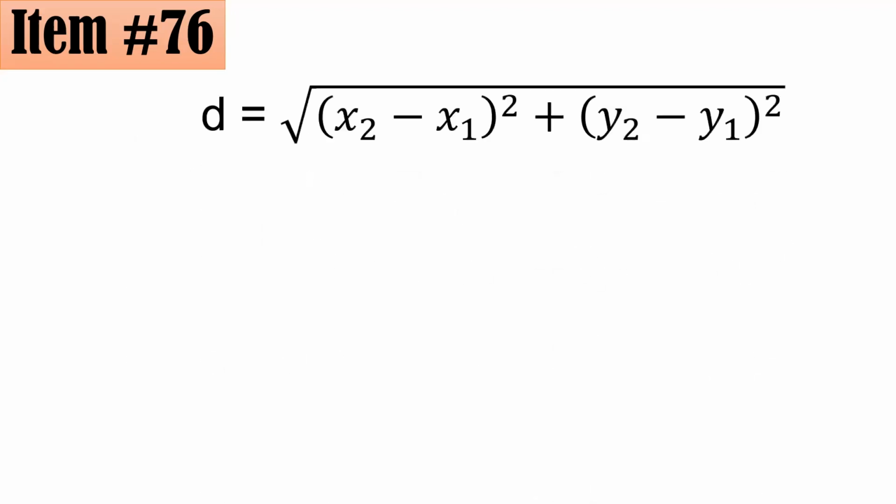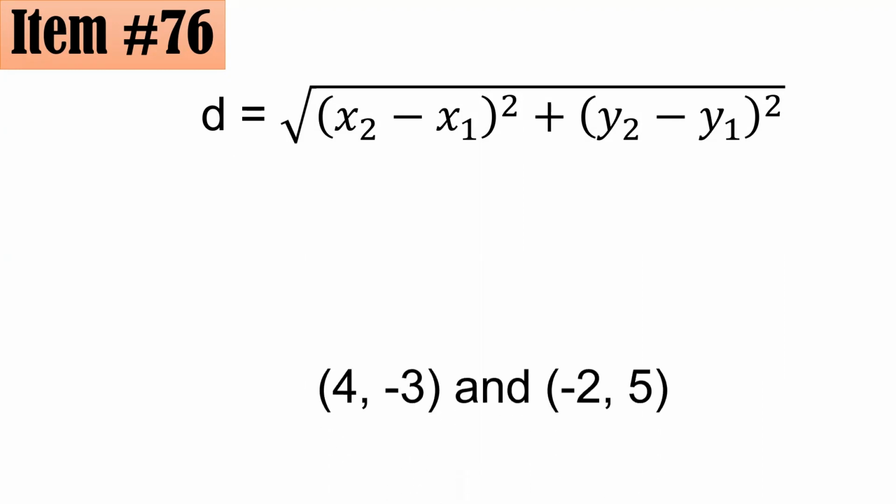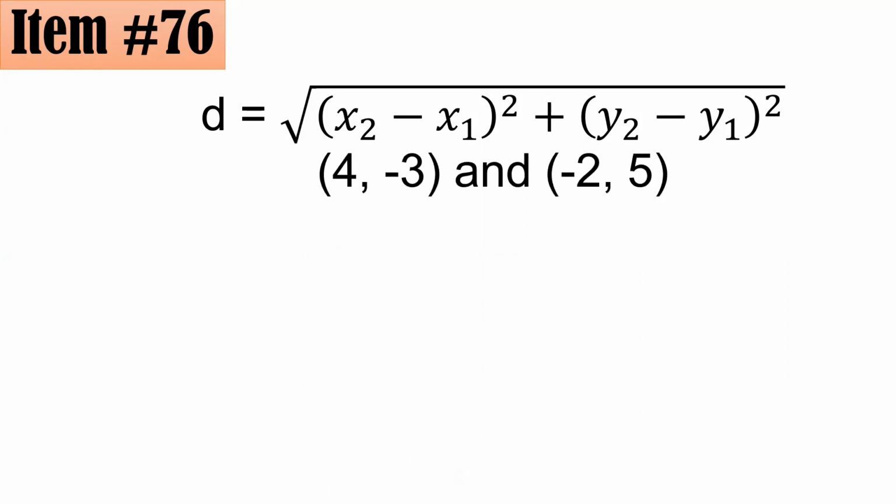Now, I hope that you could recall, no, that if you are given 2 points with coordinates x sub 1, y sub 1, and x sub 2, y sub 2, the distance formula is D equals the square root of the quantity x sub 2 minus x sub 1, quantity squared, plus y sub 2 minus y sub 1, quantity squared. And since the 2 points are 4, -3, and -2, 5, si 4 po yung ating x sub 1. -3 is our y sub 1. -2 is the x sub 2. And 5 is the y sub 2.